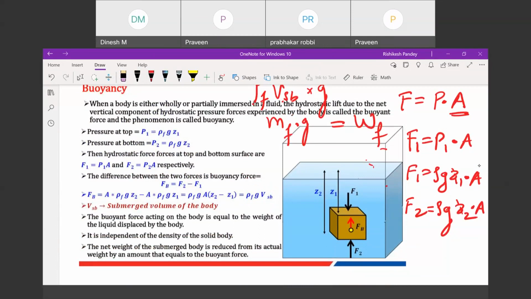So they can ask in the options also, they can ask this: buoyancy force acting on the body is equal to the weight of the liquid displaced by the body.